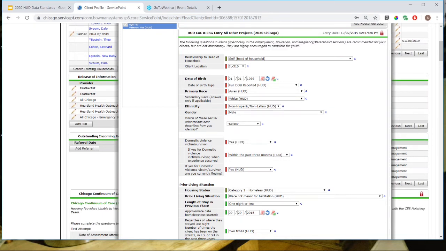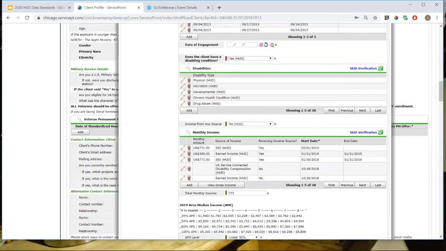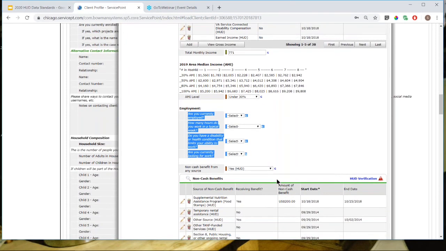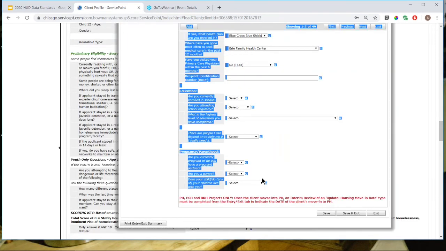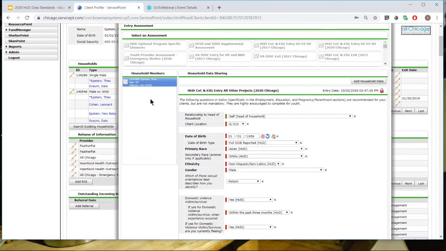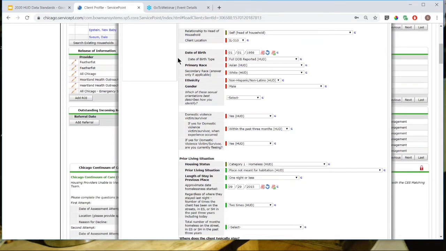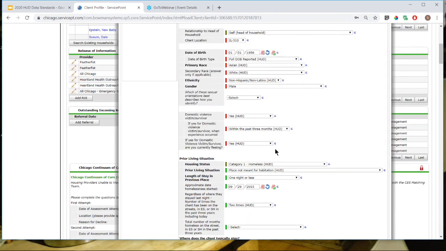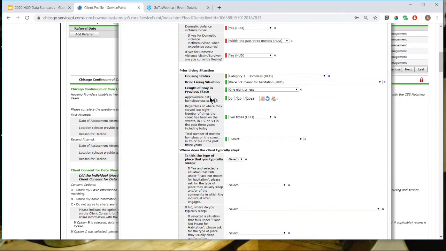Which of these sexual orientations best describes how you feel? So you know that that's optional. If we scroll down, you'll see some questions regarding employment. That is also optional. And then same for education and this pregnancy and parenthood right here. So if we scroll back up, you'll notice that we sort of break things out in sections. We have our client demographics, the date of birth, primary race, ethnicity, gender, etc. Then we start to ask about their domestic violence experiences. And after that, we move into prior living situations.